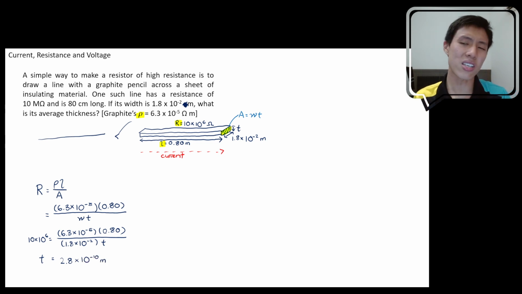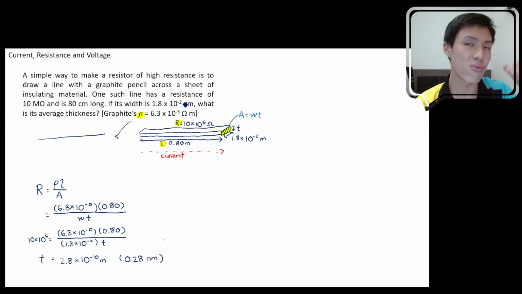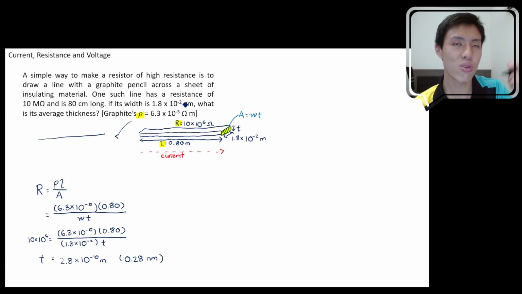Okay, so nothing too complicated. This is about 0.28 nanometer, right? This one is 0.28 nanometer, which is really thin. Okay, that's why we don't really see that there's much thickness to the pencil traces that we have on our paper, because it's actually really thin. Okay, but you can think that there's a finite thickness. That's why there's a graphite layer, so it can conduct electricity.